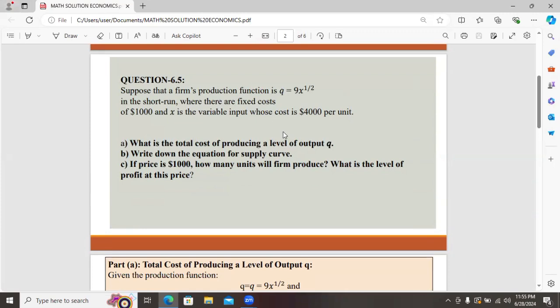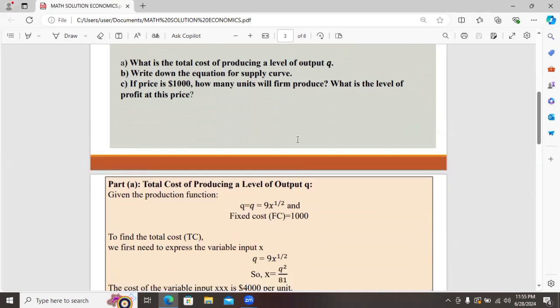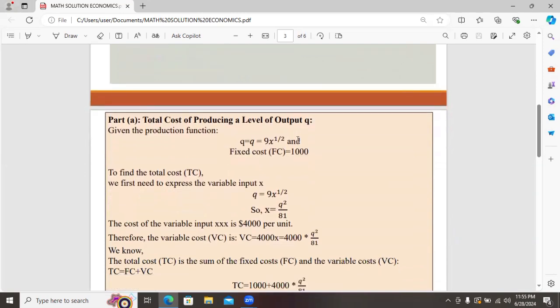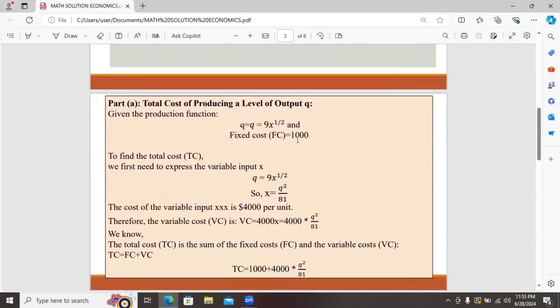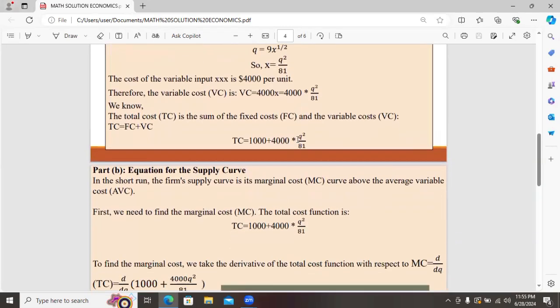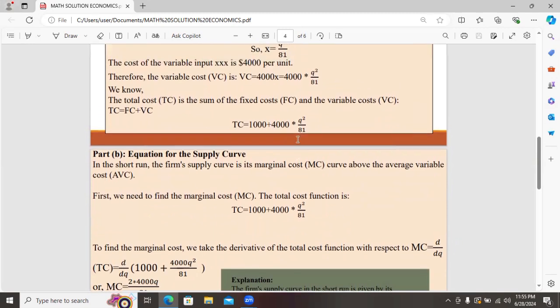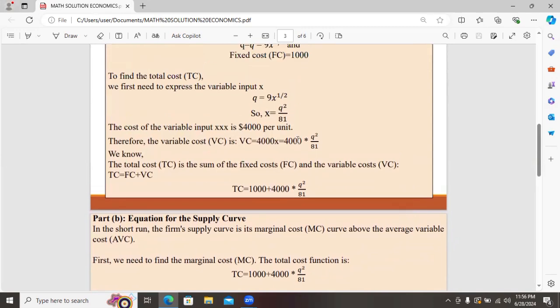Total cost is made of two factors: one is variable cost and the other is fixed cost. Here we have the fixed cost, and X is the variable of the variable cost. Given the production function Q = 9x^(1/2), we have to find the value of X. By calculating, we get X = Q^2/81. It's a pretty simple equation. The cost of the variable input X is $4,000 per unit, so the variable cost is 4,000 times X. We place here 4,000 and the value of X, which is Q^2/81.